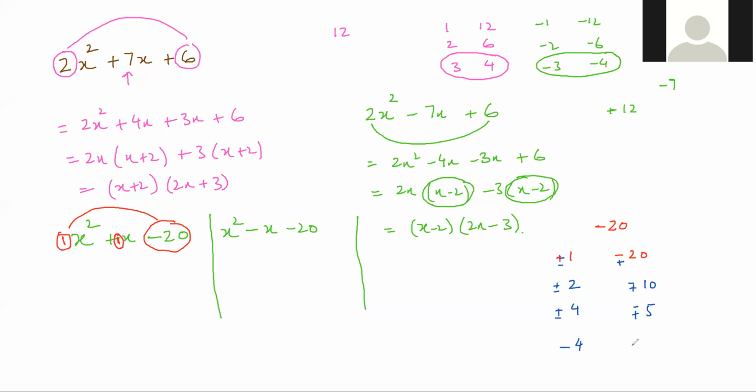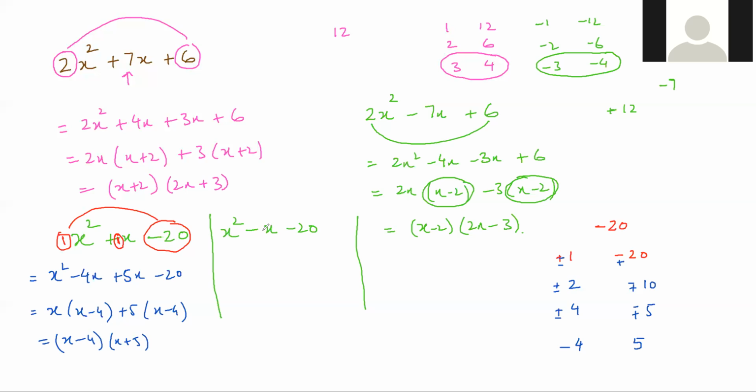That will be minus 4, because minus 4 plus 5, we want the sum to be 1, okay? So you will break it into x squared minus 4x plus 5x minus 20. So x is common from here, this is x minus 4, and you have 5 common from here, this is x minus 4. So this is going to be x minus 4 into x plus 5.